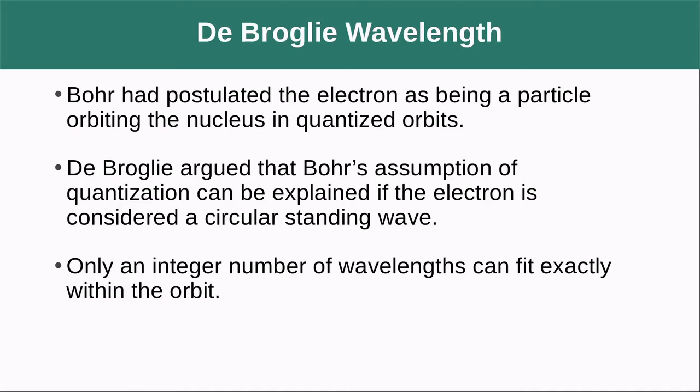So Bohr had postulated that the electron, being a particle, orbits the nucleus in quantized orbits. De Broglie argued that Bohr's assumption of quantization can be explained if the electron is considered a circular standing wave. Only an integer number of wavelengths can fit exactly within the orbit.